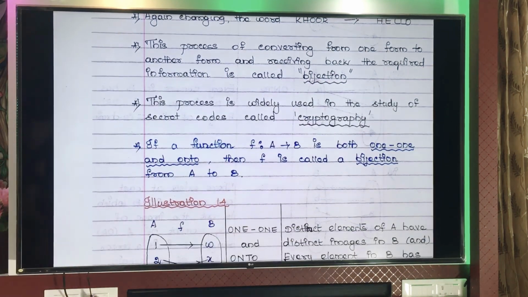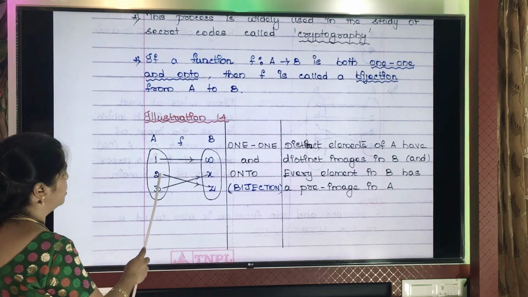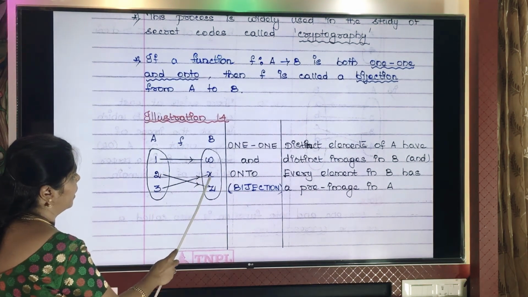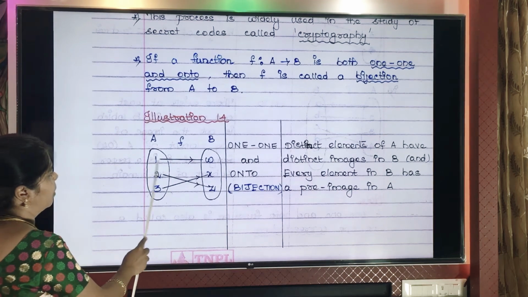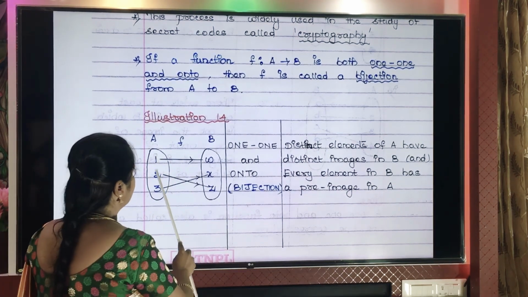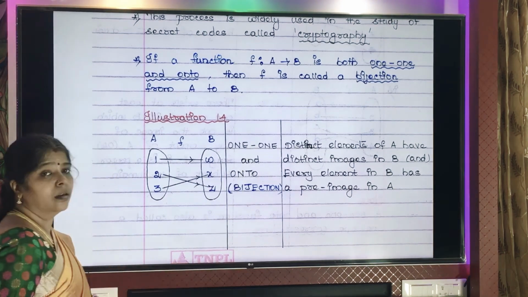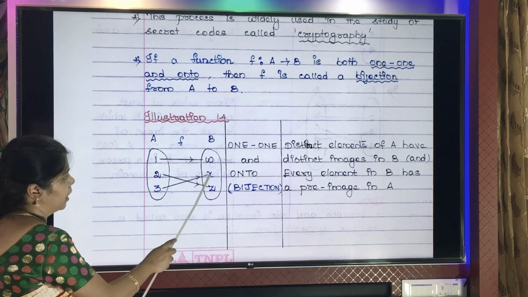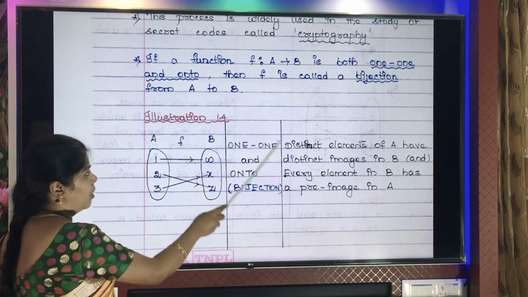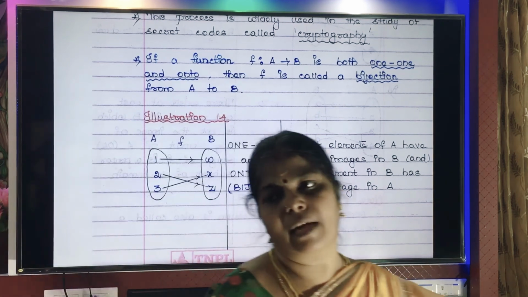Now let us go into illustration 14. Look at this. 1, 2, 3 getting mapped to w, x, z. So 1 to w, 2 to z, 3 to x. So each different element is having different images, so it is 1 to 1. Range and codomain are equal, so it is onto. Because it is 1 to 1 and onto, this we call it as bijection.